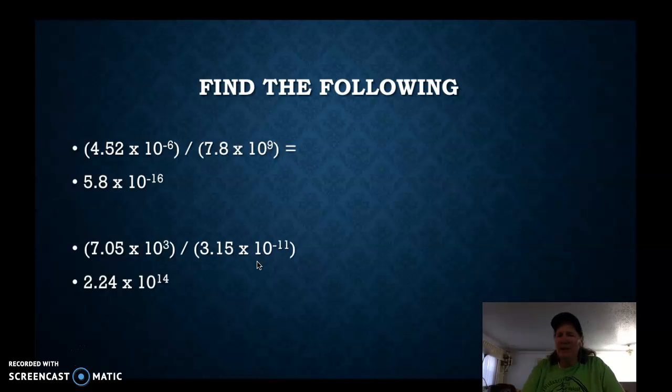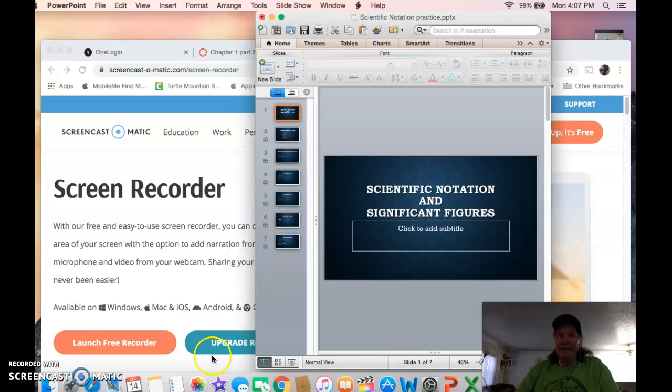We do that every now and then. We don't do it a lot, but you need to make sure you understand how to do calculations in scientific notation. Okay? And then that's that. So that's just something else I wanted to add on to here.